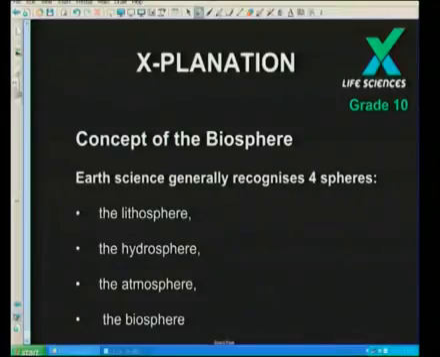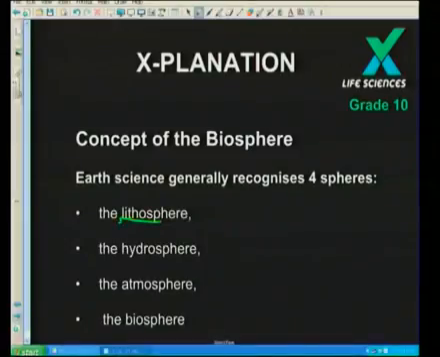Now, the concept that includes the whole planet Earth is the following 4 spheres. This first sphere is the lithosphere. It's quite difficult to remember that word lithosphere, and a good way to remember it is to look at the L. L stands for land. If you combine those 2 L's, it's easier to remember. So land, which includes soil.